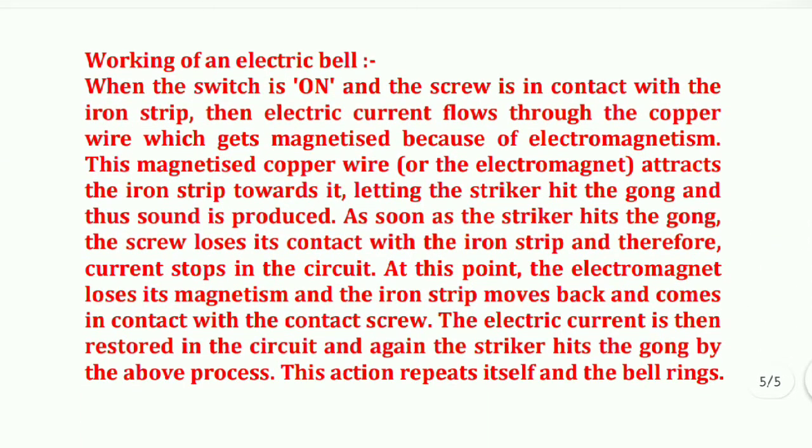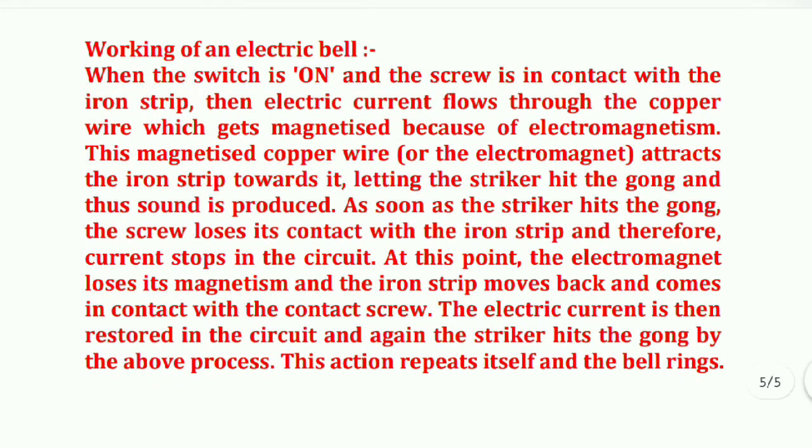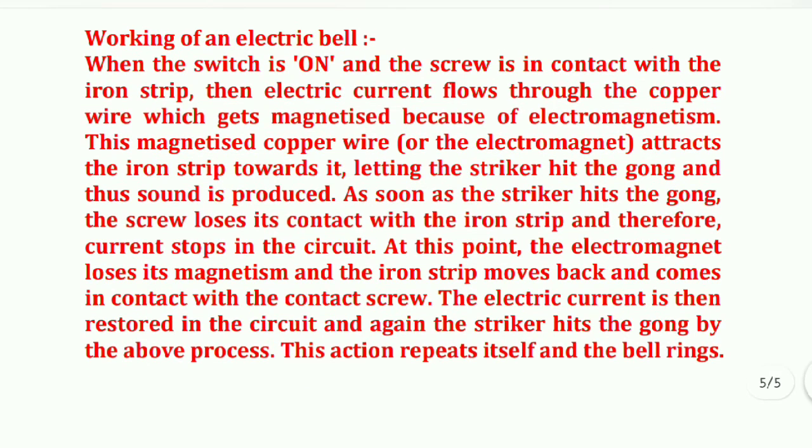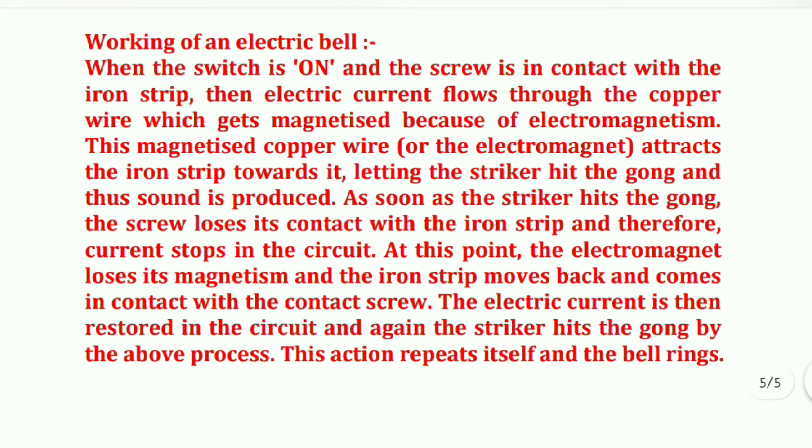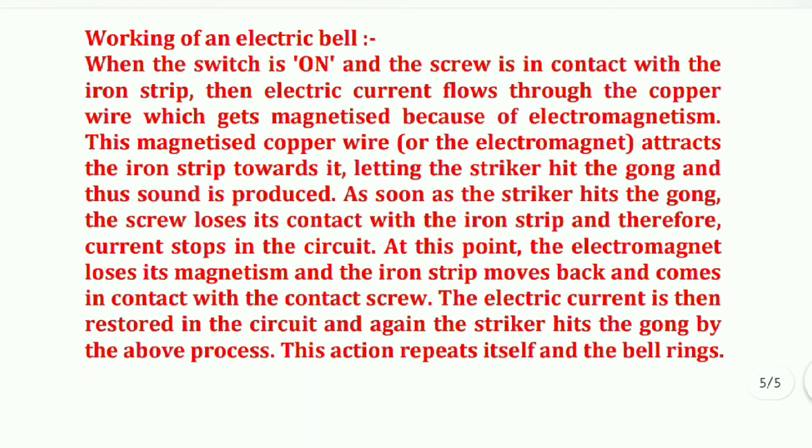Then working of an electric bell. When the switch is on and the screw is in contact with the iron strip, then electric current flows through the copper wire, which gets magnetized because of electromagnetism. And this magnetized copper wire, that is the electromagnet, attracts the iron strip towards it, letting the striker hit the gong, and thus sound is produced.